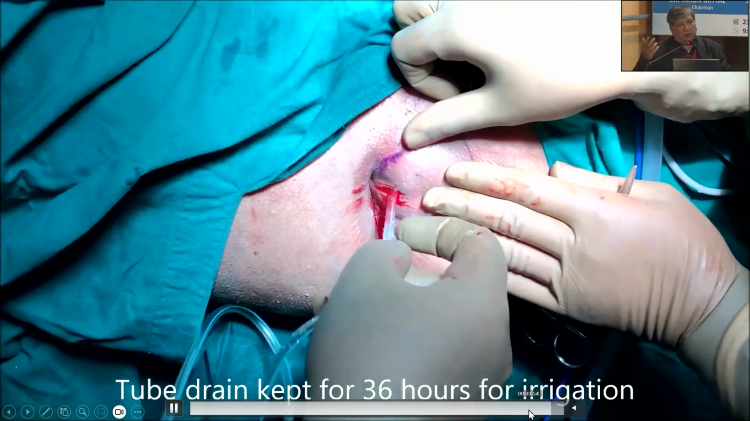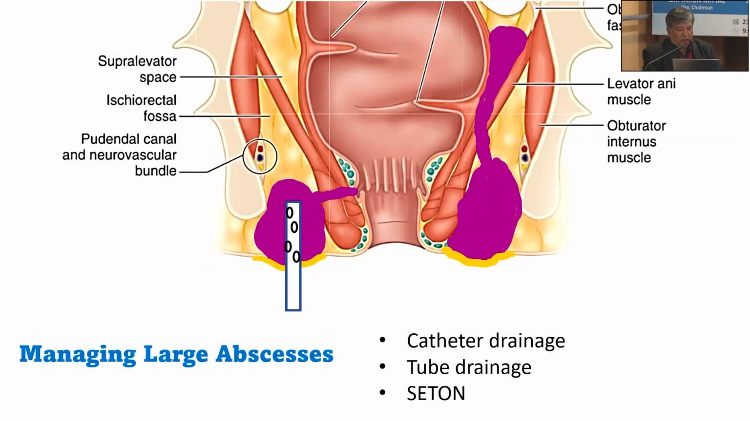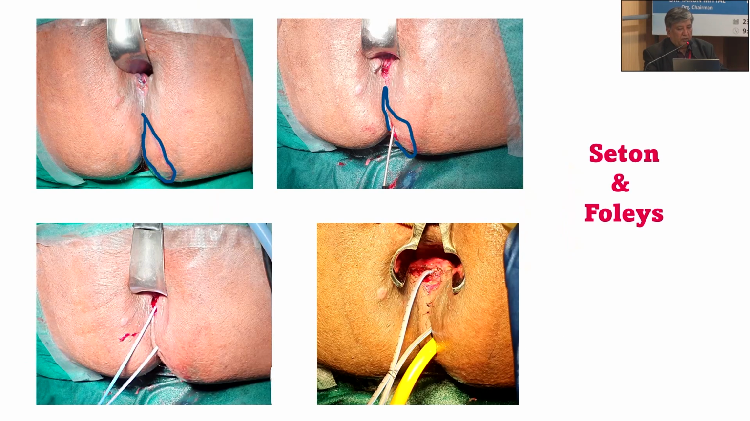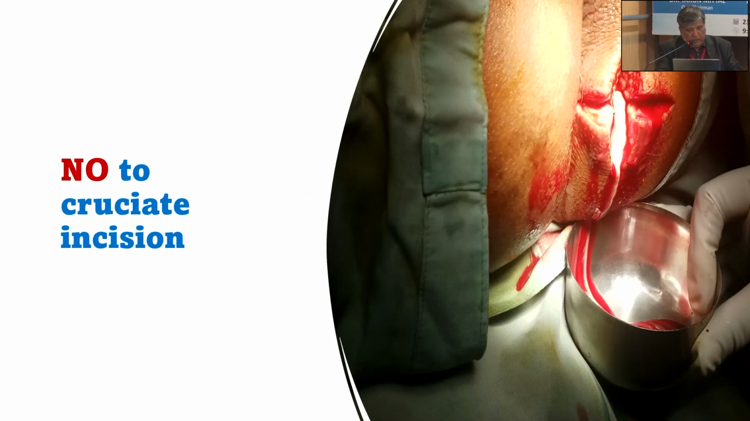This part of my talk is minimally invasive: just put a drain inside and they're going to heal. So what I'm saying is catheter drainage, tube drainage or seton can be applied. Similarly here for this patient, I used both an infiltrating tube and a tube, because the amount of muscle involved was about 75%. So no cruciate incision. If you're still giving a cruciate incision, you shouldn't. This incision should be banned.